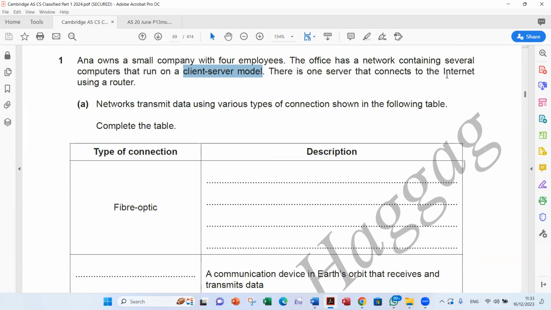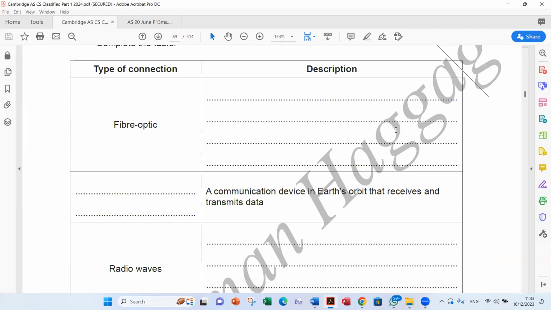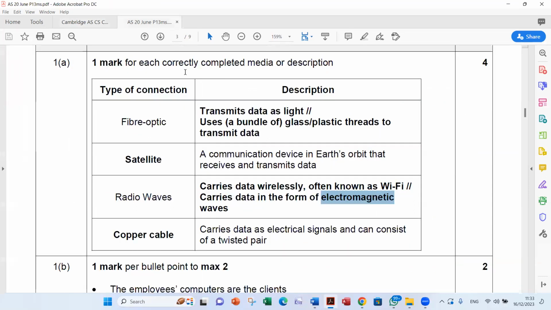There is one server that connects to the internet using a router. Network transmitting data using various types of connection is shown in the table. Complete the table. The type of connection: fiber optic. Describe fiber optic: transmits data as light, uses a bundle of glass or plastic threads to transmit data. This is the best description of fiber.